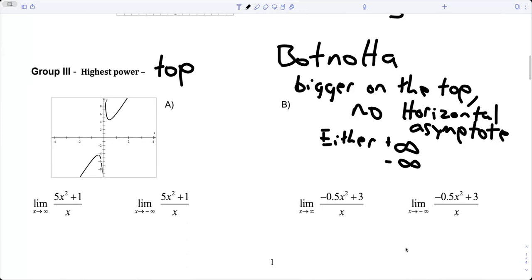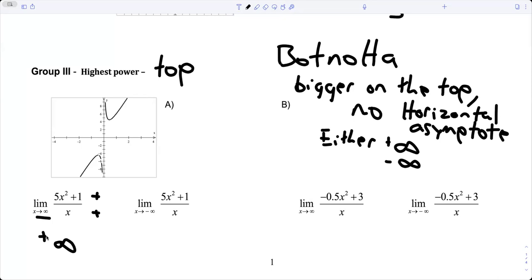Again, look up here. I've got 5x squared plus 1 over x. The degree is larger in the numerator, therefore it's going to be infinity or negative infinity. Which one? Well, it depends on what we're plugging in. In this case, we're plugging in positive numbers. So I plug in positive numbers, it's squared, so that makes it positive on the top. And then if I plug in positive numbers on the bottom, it's also positive. Therefore, the value of this has to be positive infinity.